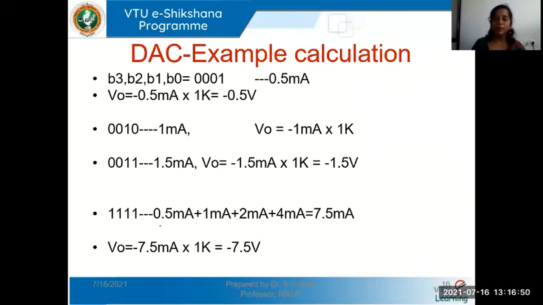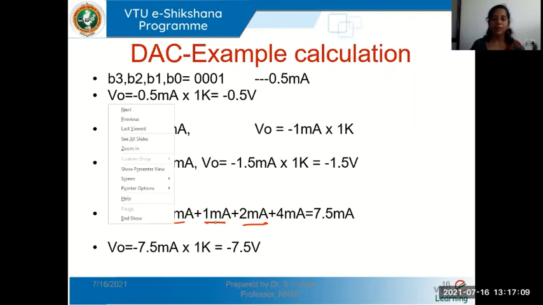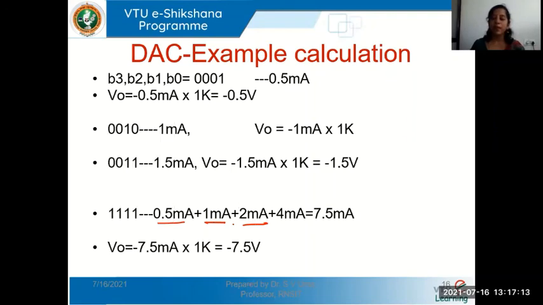Likewise, you can go on doing this for all the values, and for the highest value 1111, you can simply sum up all the currents: the current in the R resistor, the current in the R by 2 resistor, the current in the R by 4 resistor. As the resistance decreases, you see the current is almost doubling. I had 0.5 milli when the resistor was R, 1 milli when the resistor was R by 2. If the resistor is R by 4, I will have double this, 2 milli. If the resistor is R by 8, I'll have 4 milli. You can easily find that out.